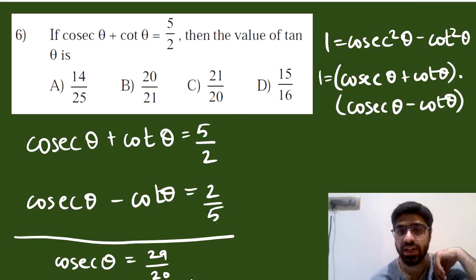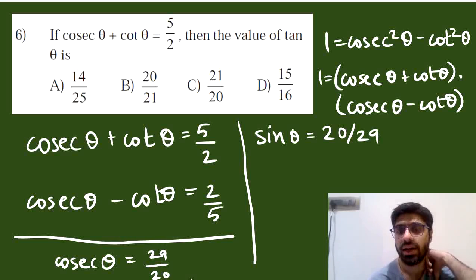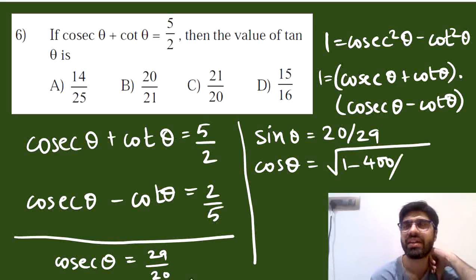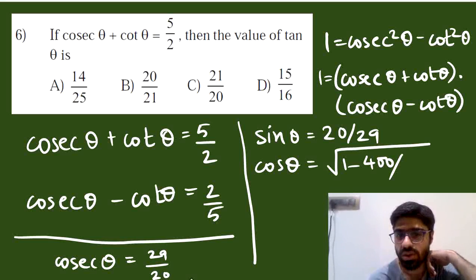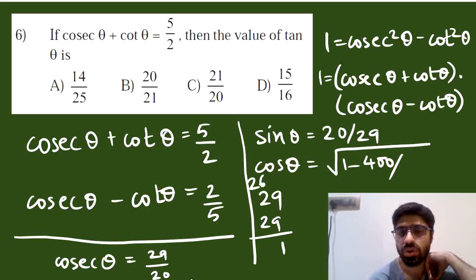So cosec theta is 29 upon 20, and with that I can have sin theta as 20 upon 29. And now if I try to find cos theta, that should be root over 1 minus 400 upon the square of 29. Well, I've forgotten what the square of 29 was. So let's calculate that. 29 into 29. 29 into 9 would be what? 261. 29 into 2 would be 58, and adding gives 841.